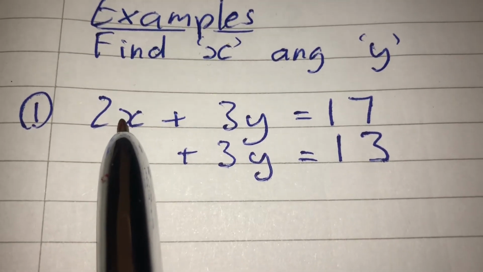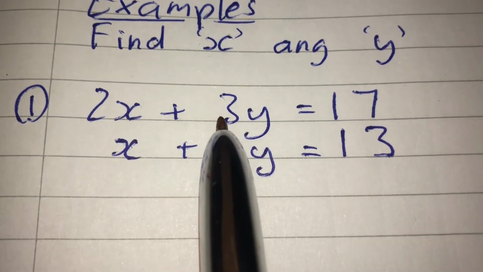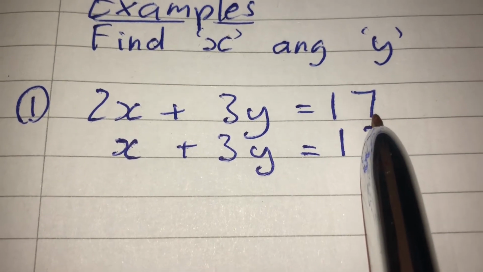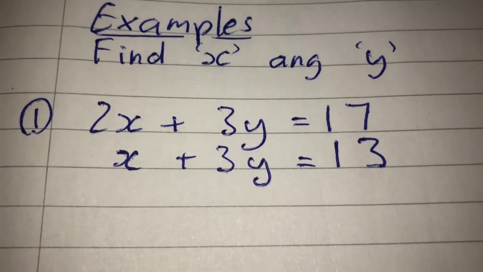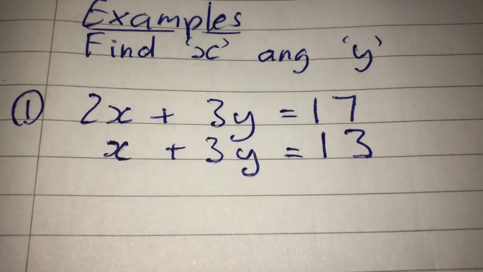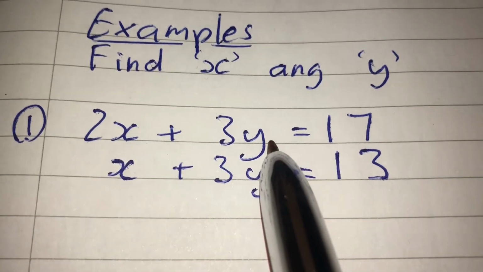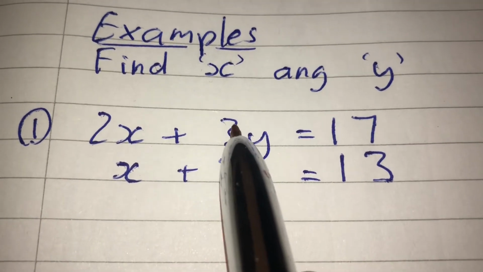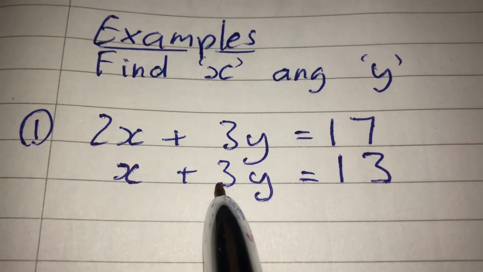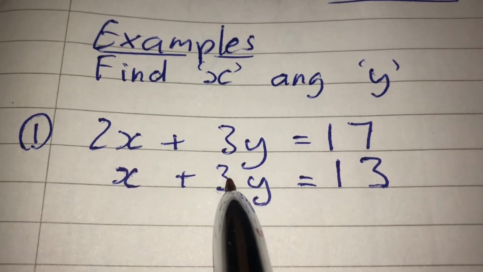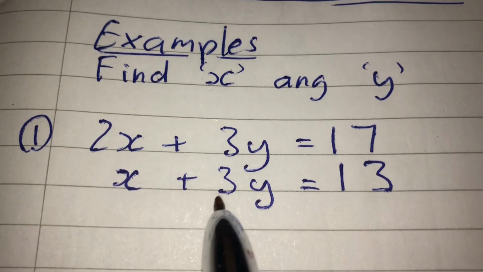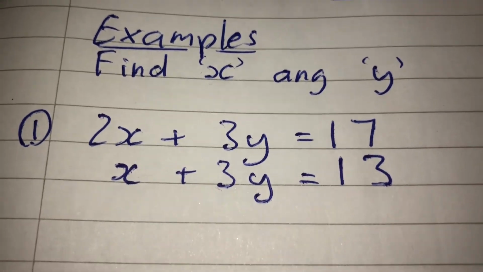If I look at this pair of equations, I have 2x plus 3y equals 17, which is the first equation, and the second one is x plus 3y equals 13. Now, this is probably one of our most basic examples because the y values have the same coefficient of 3. And what we can do is subtract the two equations from each other to eliminate the y's.